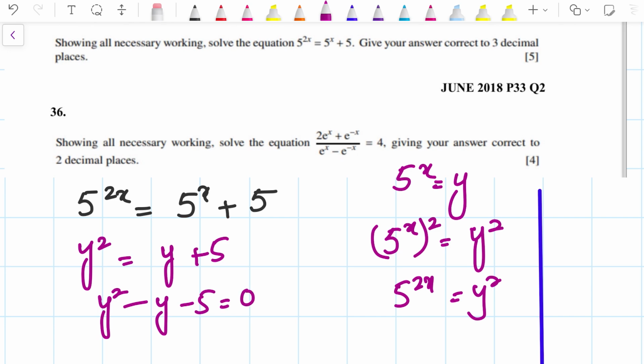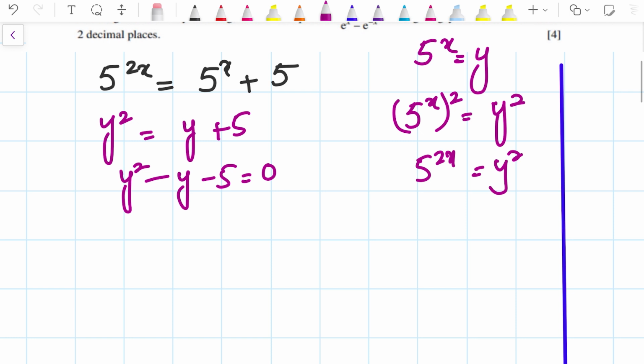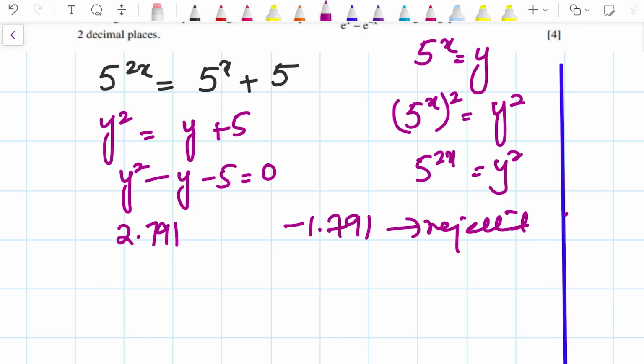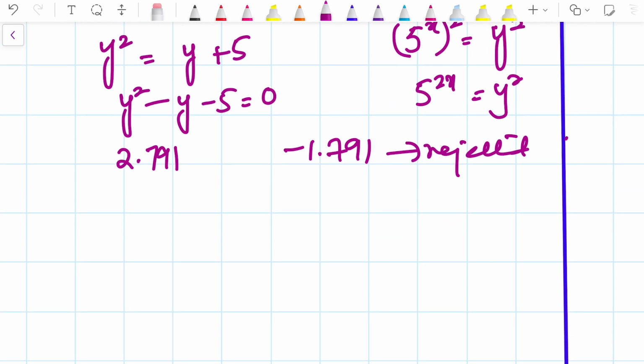When I put it in the calculator, what do I get? My answers are 2.791 and minus 1.799. Now the minus value will be rejected because we cannot apply log on a negative number. Now what is y? Y is 5 to the power x.